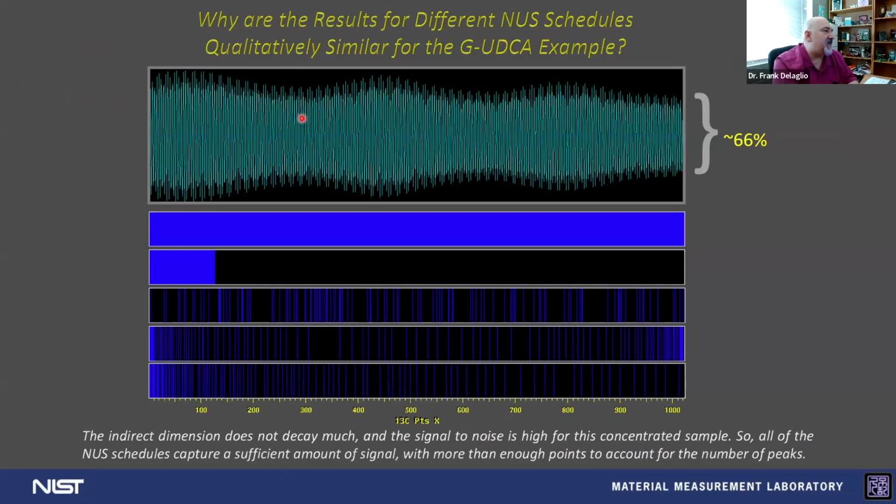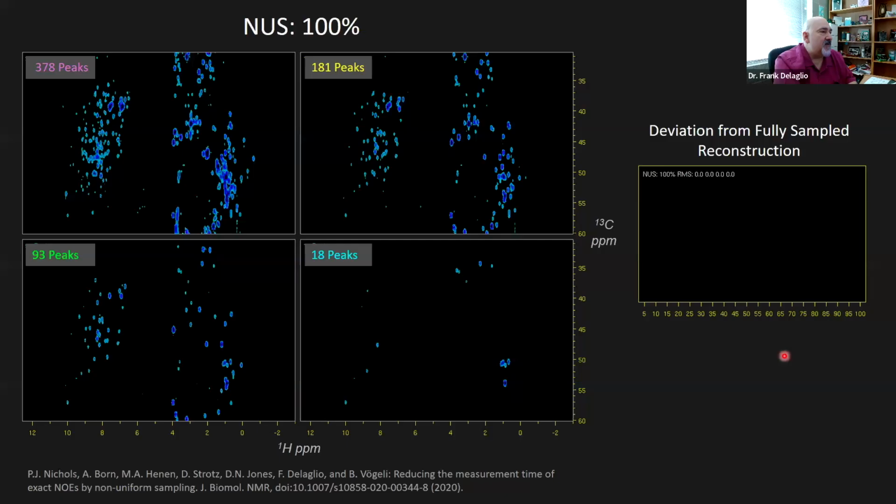Well, in this particular example, if you look at the signal in the indirect dimension of our molecule, it doesn't decay much over the course of this particular measurement. And so there's no particular advantage in acquiring lots of points at the beginning compared to points at the end, because the signal height is pretty much the same everywhere. And that's a kind of important message that in routine cases, especially with signals that don't decay too much, there's not a large difference between different sampling schedules.